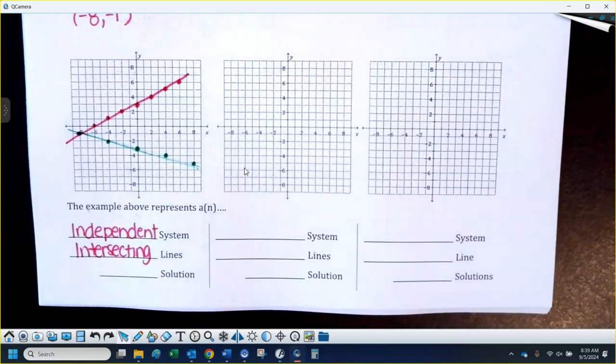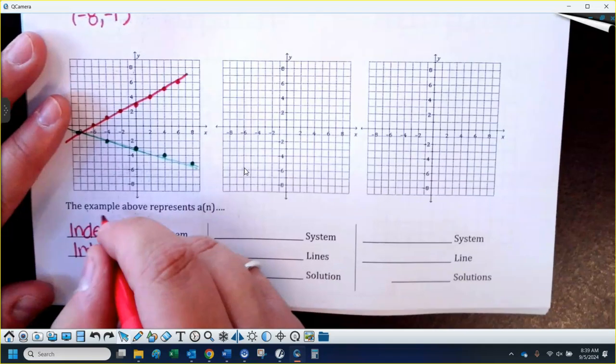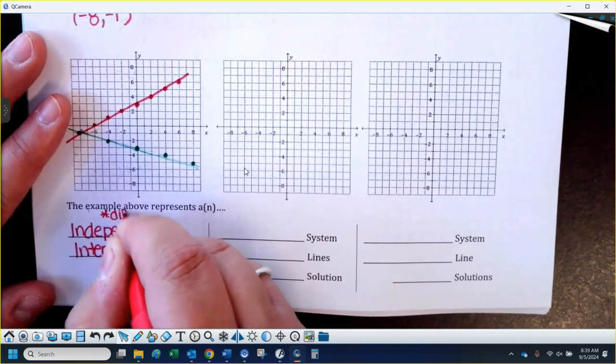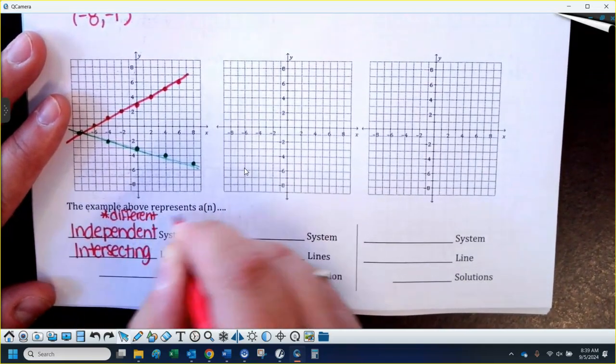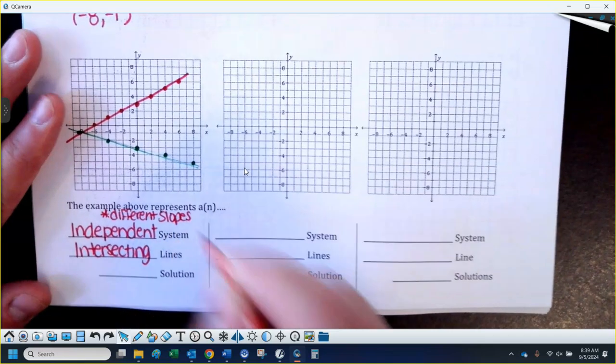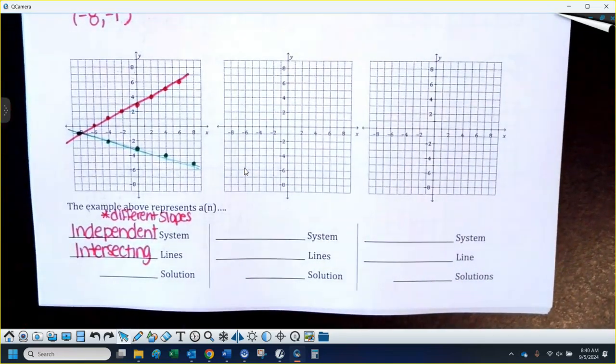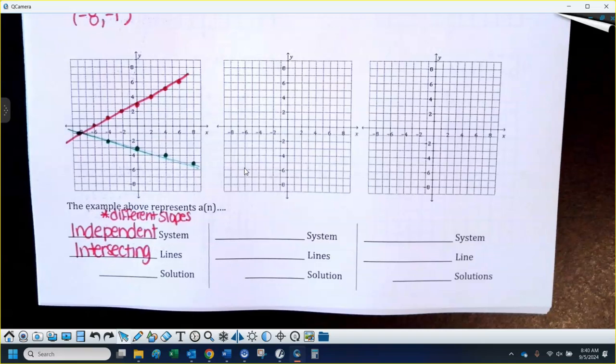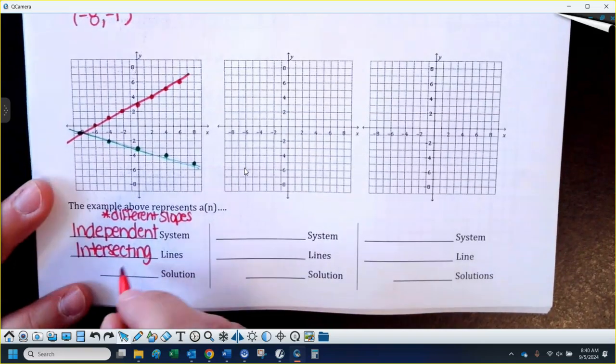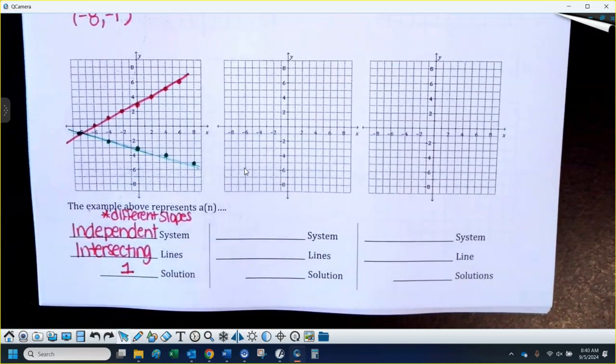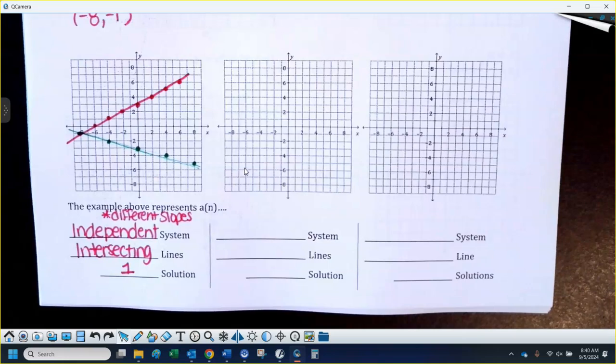Now, the only requirement for this to happen is that they would have different slopes. If your 2 lines have different slopes, you will automatically be an independent system. They will intersect somewhere. It might not be in the graph picture that you have, but if you have different slopes, independent, intersecting lines, and that will always be a situation where you have one solution. Just one point. If you have 2 lines, they'll only have 1 point in common if they intersect.